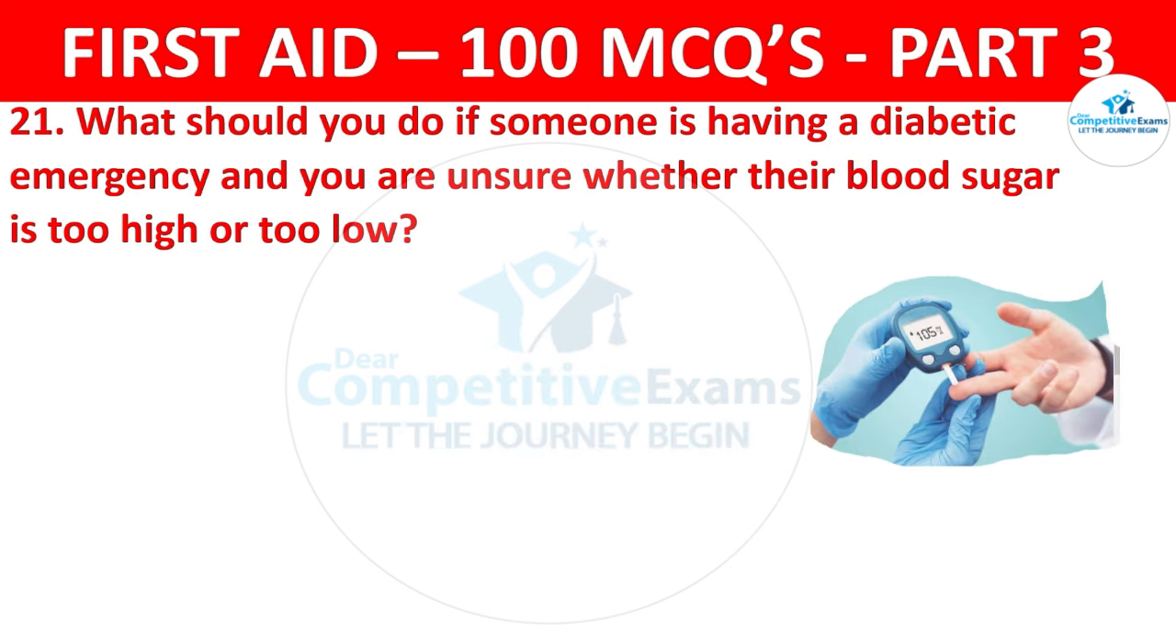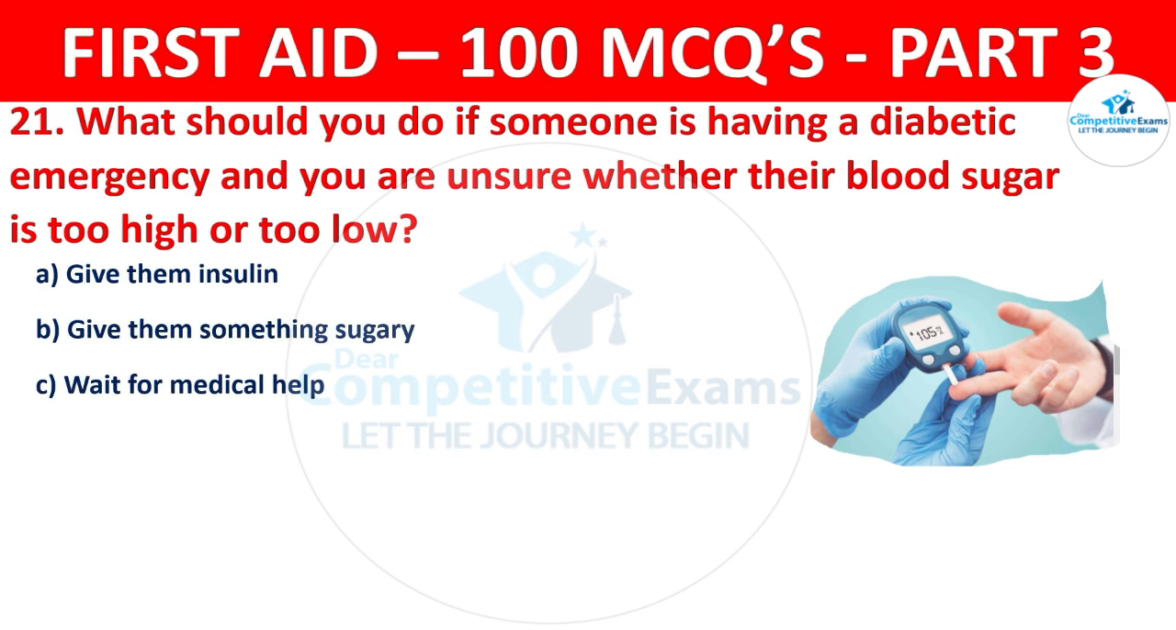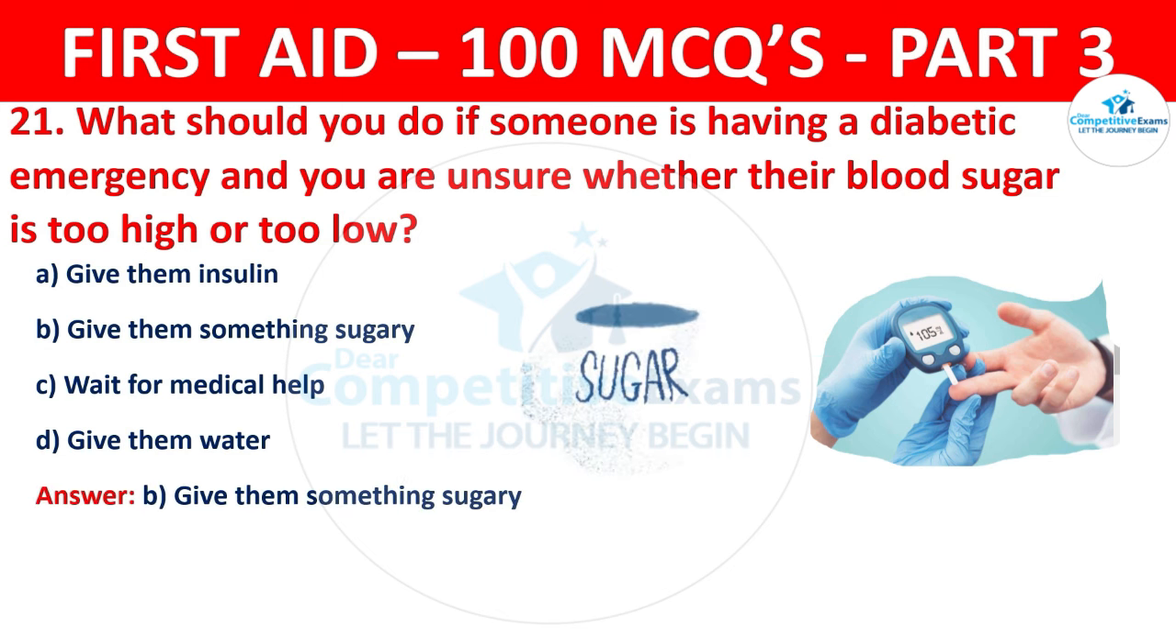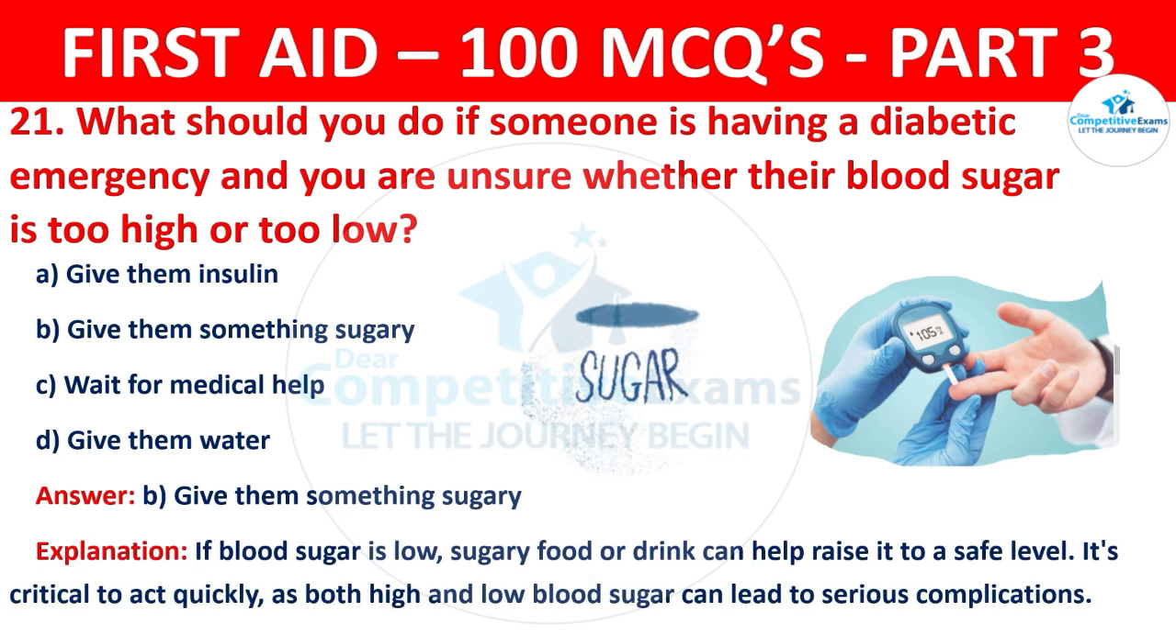The options are: give them insulin, give them something sugary, wait for medical help, or give them water. The correct answer is B, that is give them something sugary. If blood sugar is low, sugary food or drink can help raise it to a safe level. It is critical to act quickly, as both high and low blood sugar can lead to a serious complication.